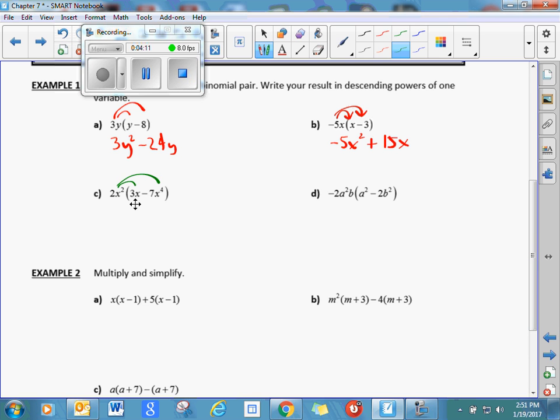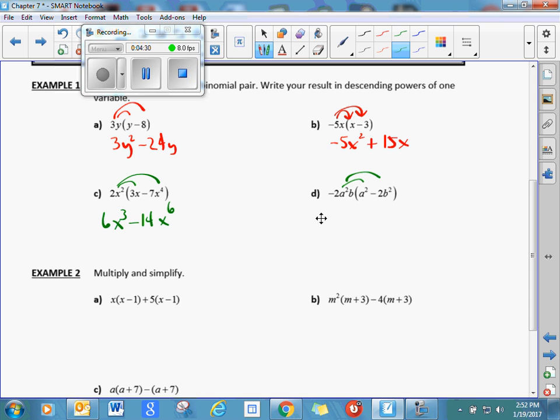Again, distribution. 2 times 3 is 6. X to the second times x to the first is x cubed minus 14x to the sixth. No like terms. X cubed, x to the sixth are not like terms. So we are ready to move on to the next one.